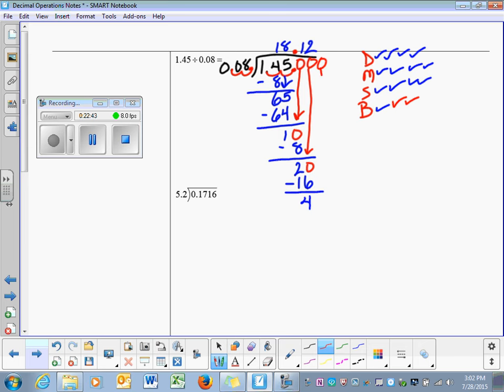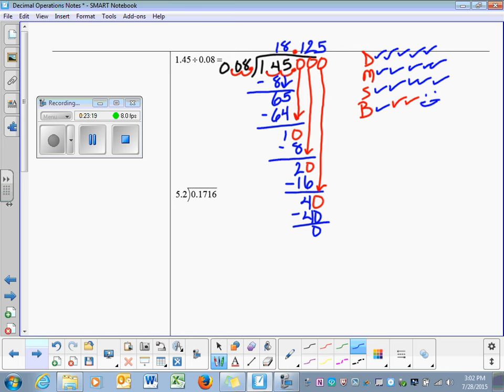When you're dividing by decimals, no remainders. So you keep dividing until there's either a pattern, like 0.3333333, or it terminates, which means it stops. 8 goes into 40 5 times. 5 times 8 is 40. Oh, good. 40 minus 40 is 0. And we can stop because we have no remainder and there's nothing left to bring down.